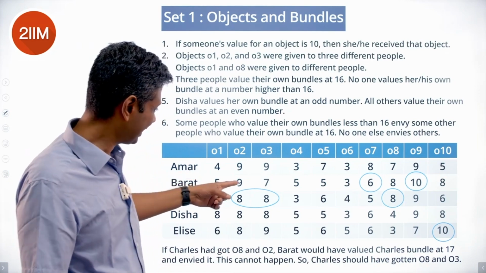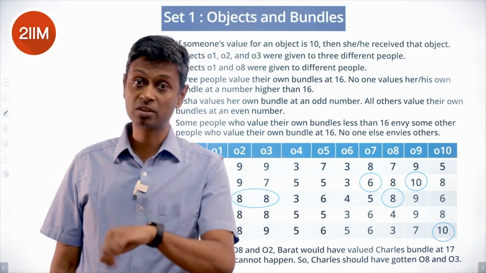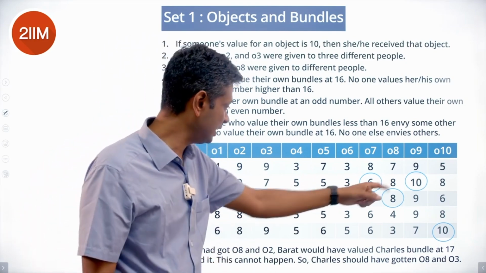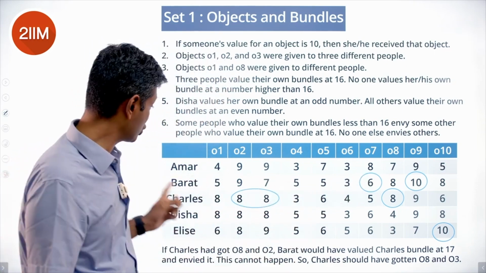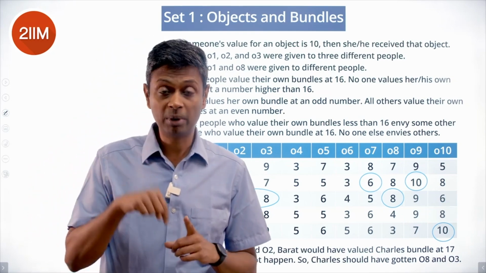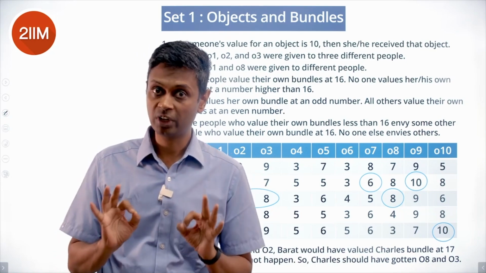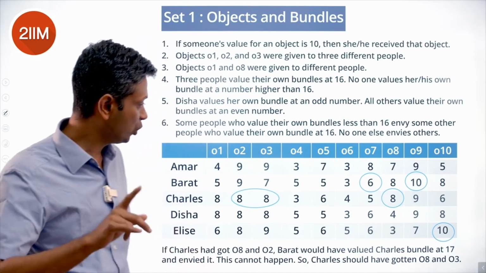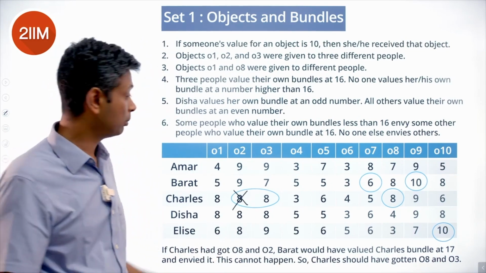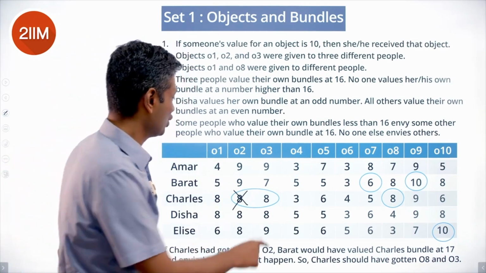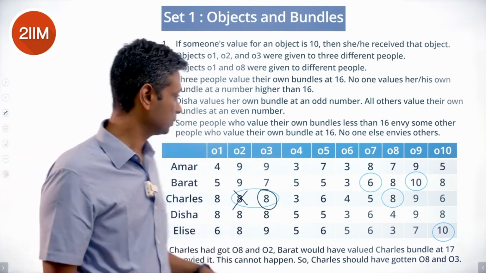Barat has a number 9 and 7 here and 8 here. So if we think about how Barat values Charles's bundle, Barat will value Charles's bundle as 8 plus 7 or 8 plus 9. If Barat values Charles's bundle at 8 plus 9, 17, Barat will envy Charles, which is not possible because Barat has got 16. He doesn't envy anyone who's got 16 or anyone else for that matter, which means Charles cannot have got O2, because if Charles gets O2, Barat will end up envying Charles. That means Charles has got O3. So we've got 2 for Barat, 2 for Charles. Life is good.